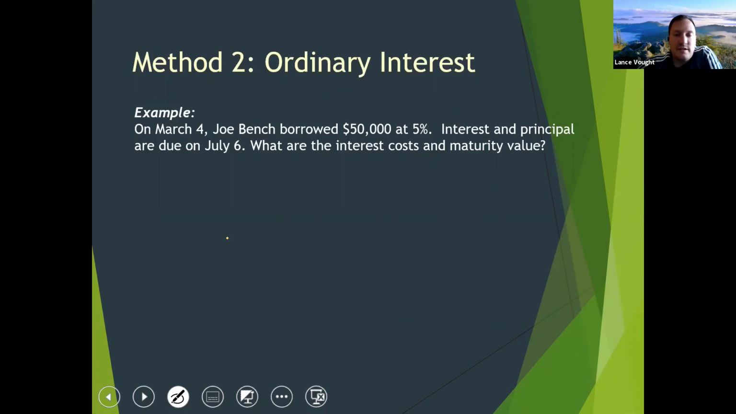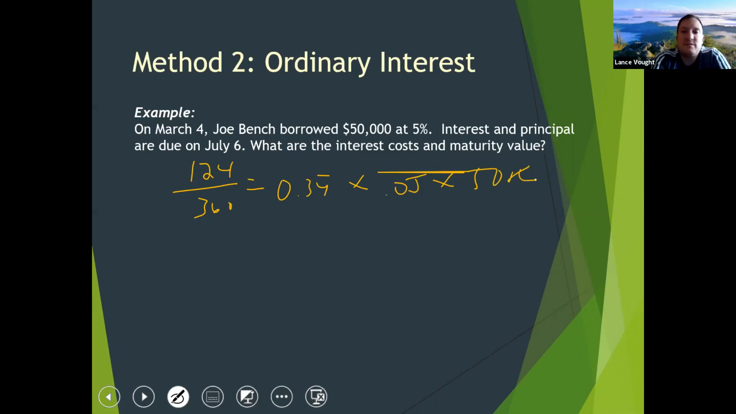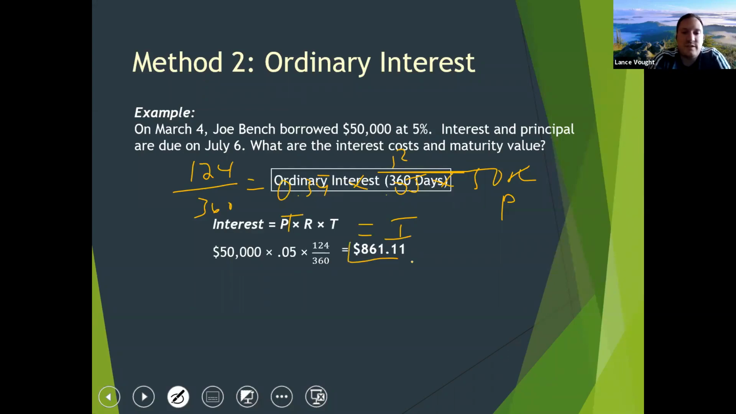So how does the interest change when we have the same problem, but instead of using 365 days, we have 360? We already know that this is 124 days. So it'll be 124 over 360. 124 divided by 360, which is 0.3444 repeating, times 0.05 times 50,000. That will give us our interest. This is P, this is R, this is T. So when we do that, we get $861.11.